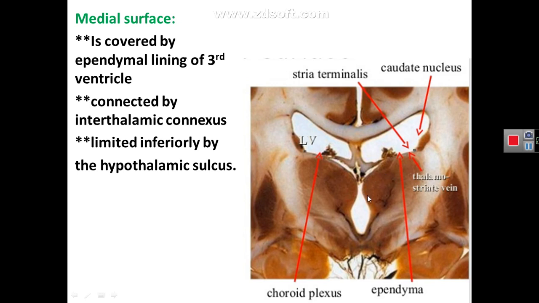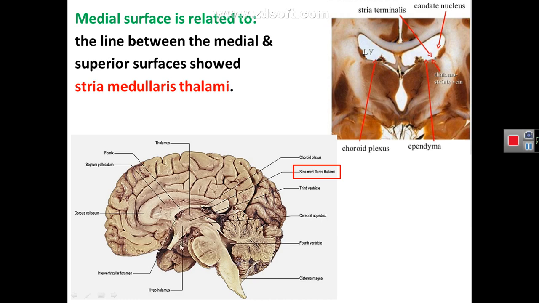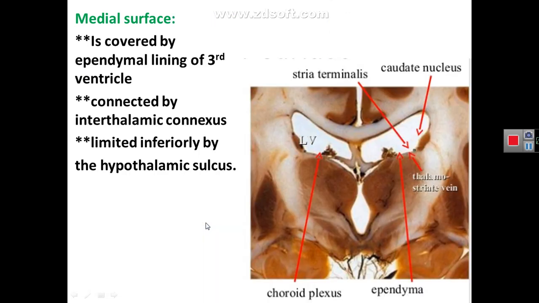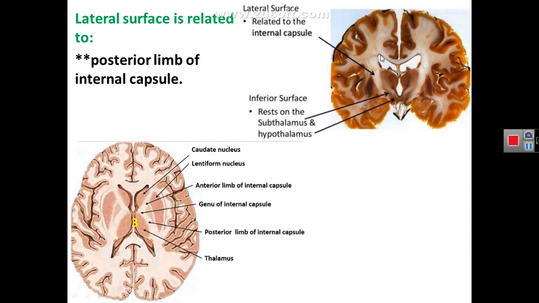The medial surface, therefore, is limited above from the superior surface by the stria medullaris thalami. Inferiorly, the medial surface is limited by the hypothalamic sulcus, separating it from the hypothalamus. The hypothalamic sulcus extends from the interventricular foramen to the aqueduct of Sylvius. The lateral surface of the thalamus, as we said, is related to the internal capsule.